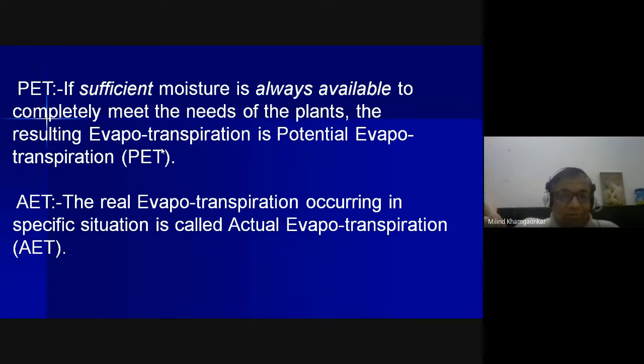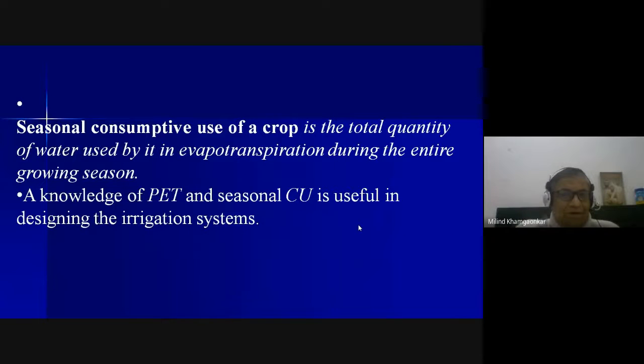Prevailing करके मैंने बोला था, antecedent, उस समय की, which may be saturation, which will be less than saturation. The potential evapotranspiration is then called actual evapotranspiration. The real evapotranspiration occurring in a specific situation is called actual evapotranspiration. Then it may be potential evapotranspiration, but it will be always less than PET. Okay? So seasonal consumptive use of the crop is the total quantity of water used by it in evapotranspiration during the entire growing period.